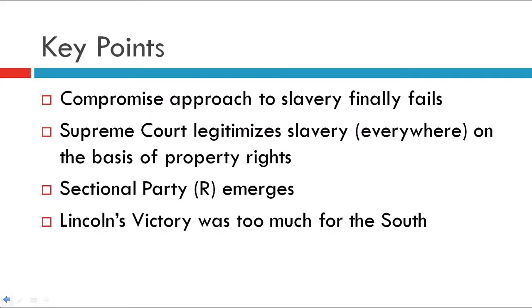This is chapter 19, drifting towards disunion. Let's get started. All right, a few key points as always here. First of all, the compromise approach to slavery finally fails completely. Also, the Supreme Court is now involved, and they in fact will say that slavery is okay everywhere, even in free states, and they do this on the basis of property rights.